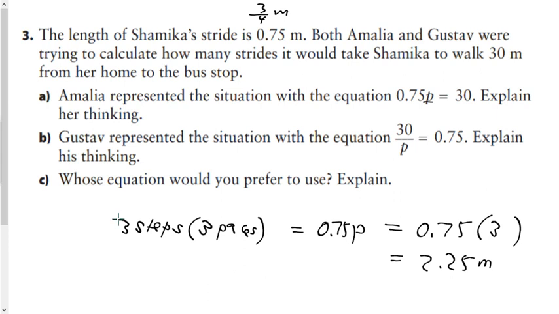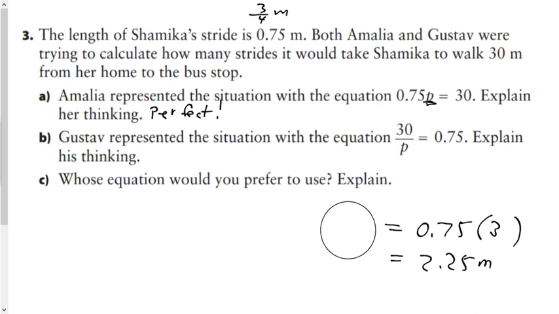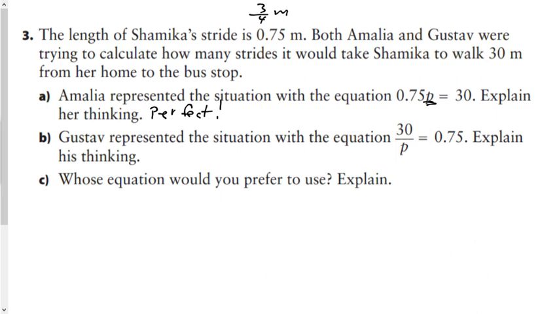You with me? So by saying I don't know how many paces she took, but I know each of them is 0.75 meters, if I multiply the number of paces by 0.75, that has to equal the distance she needs to travel, which is 30. This is a perfect formula.